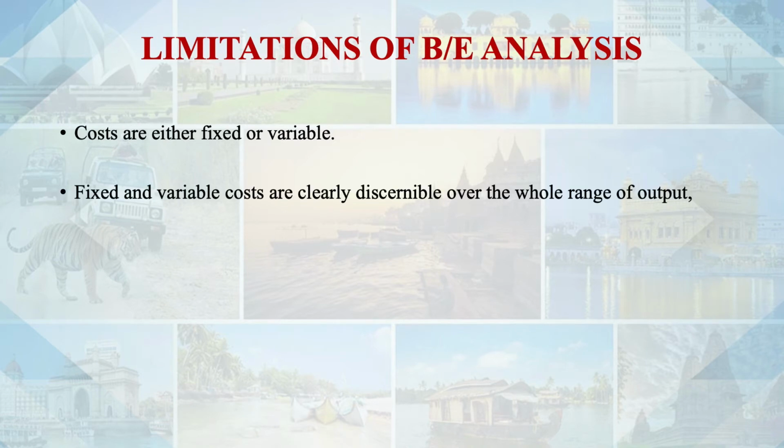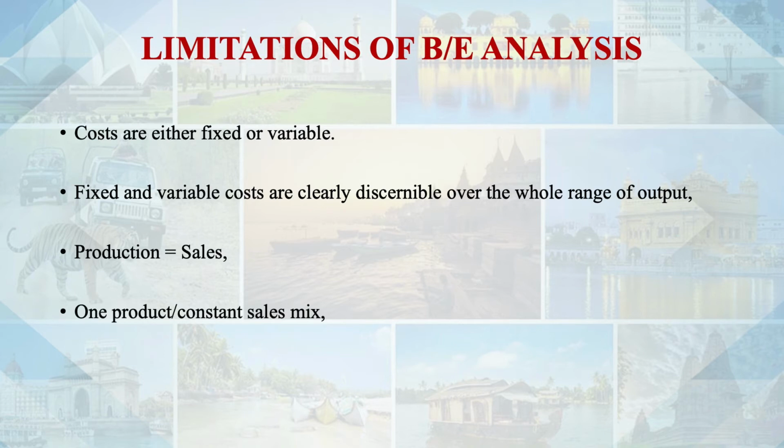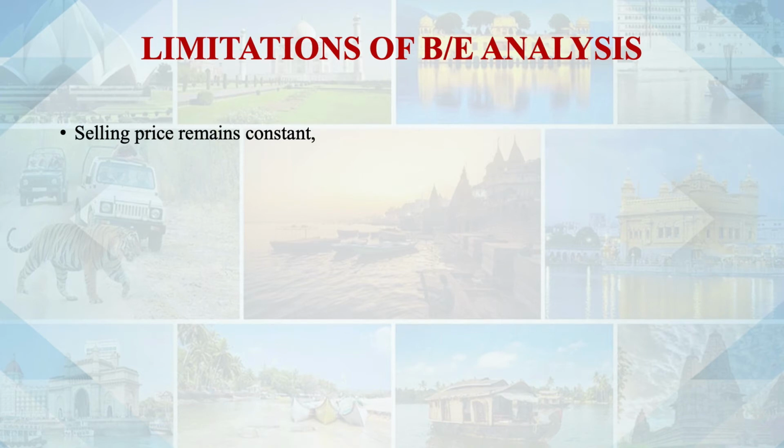Fixed and variable costs are clearly separable. We can say this is fixed cost, this is variable cost. In our previous example, we said 70,000 is fixed cost and 10,000 per unit is variable cost. Production here means sales. One product, constant sales mix, selling price remains constant, efficiency remains unchanged. If efficiency increases, what happens?